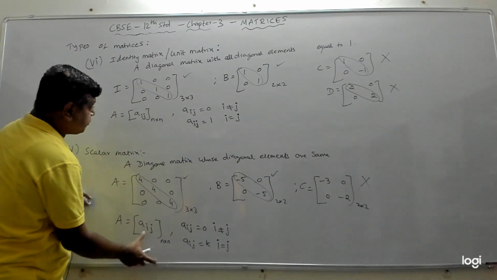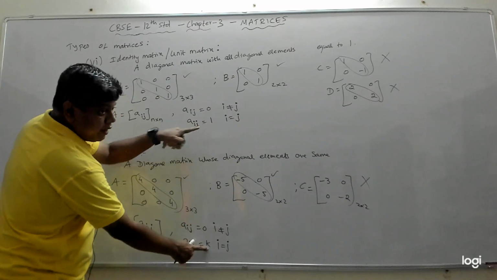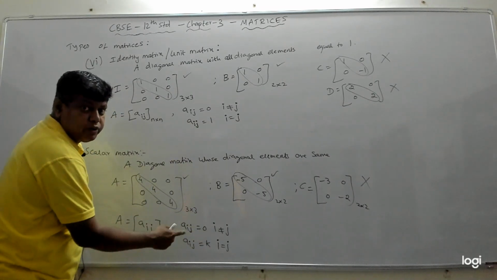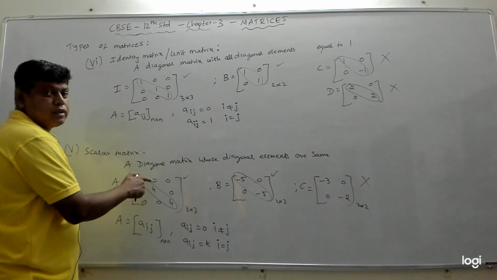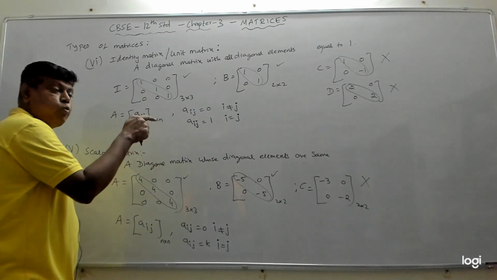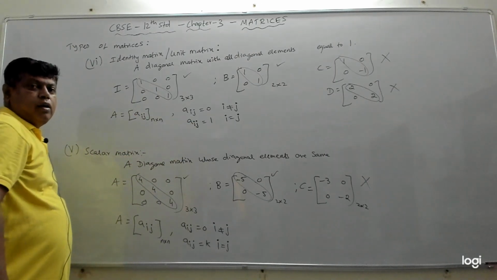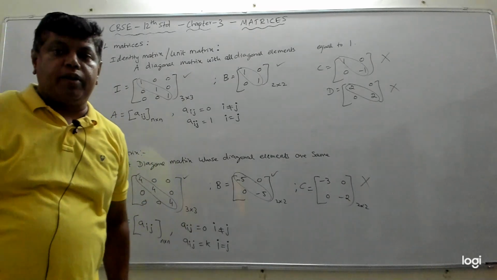A scalar matrix is also defined the same way, but Aij is 0 when I is not equal to j, and Aij equal to k. The value should be the same. It need not be equal to 1. The diagonal elements should be equal to the same element. Then it is called a scalar matrix. If the diagonal elements are the same and equal to 1, and non-diagonal elements are 0, then you call that an identity matrix.